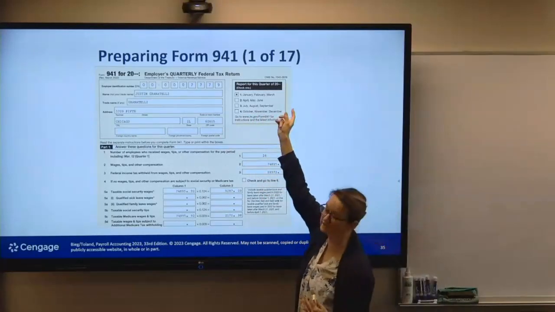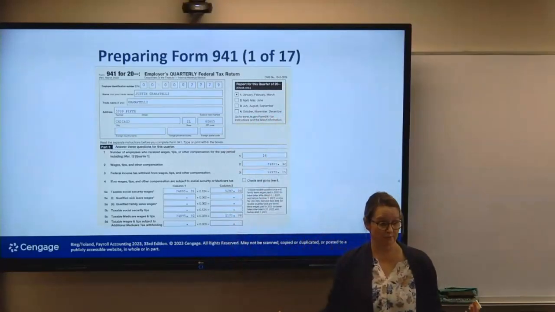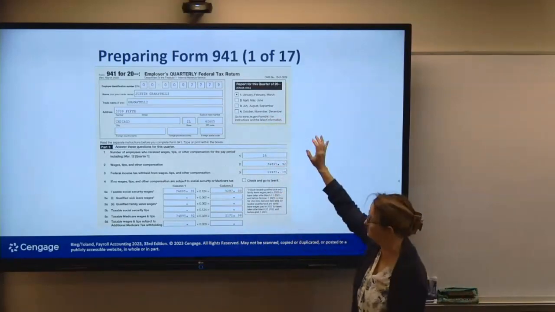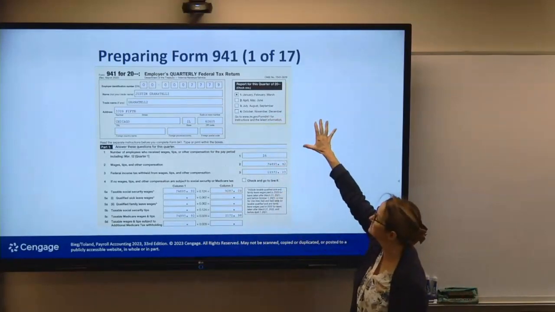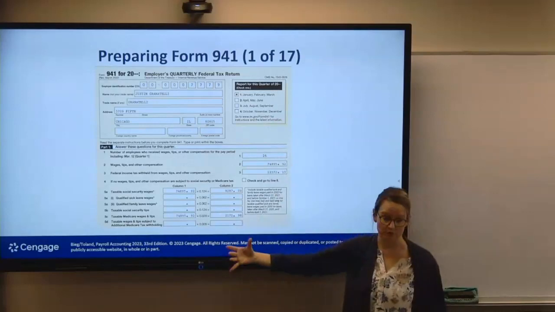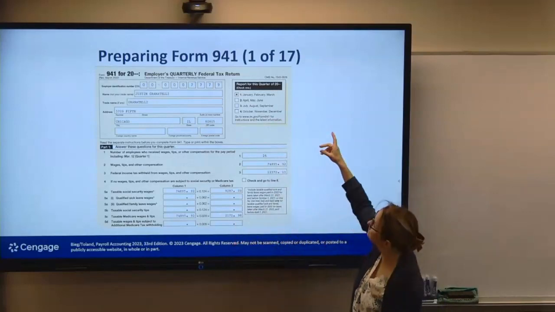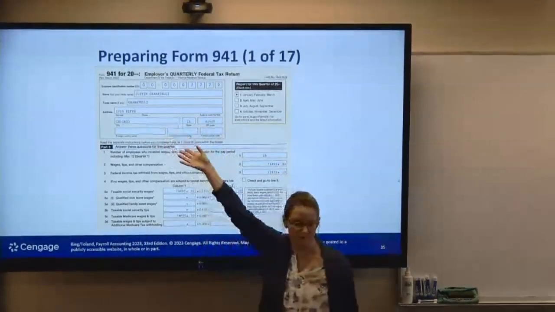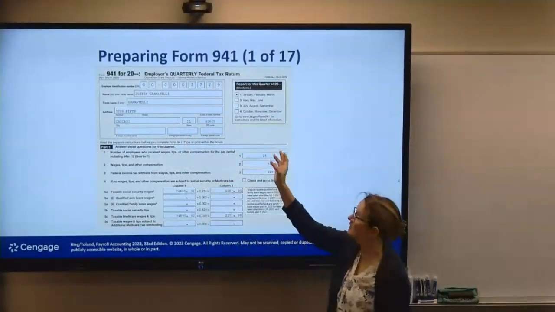So up here, you're indicating which quarter you're filing for, right? That's just a simple checkbox. In this case, we know that this pertains to the first quarter of whatever year this is. Now we can assume that this is for 2022.